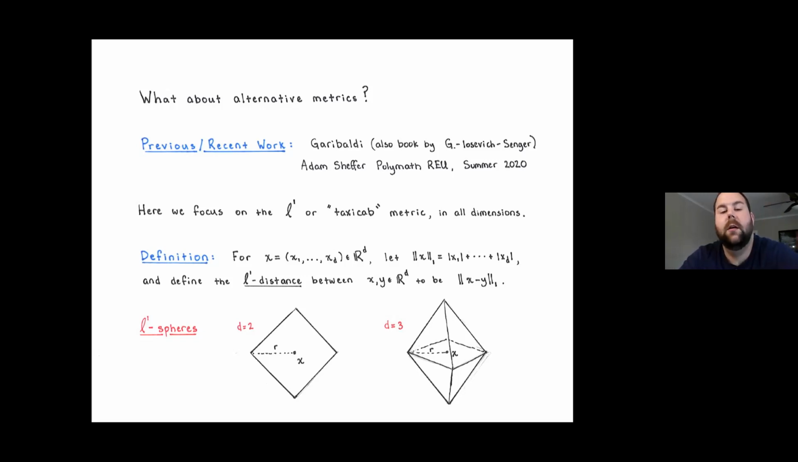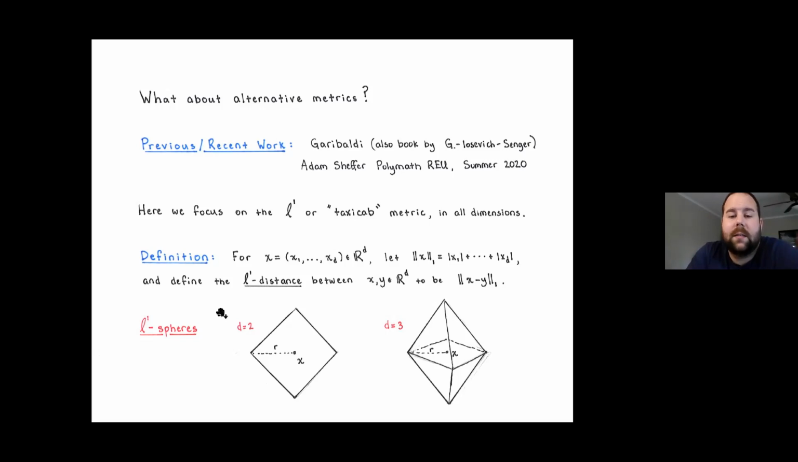But I wanted to focus on a really specific and kind of easier metric, at least in this context, which is the L1, the metric induced by the little L1 norm, so the taxicab metric. So I've given the definition here, but intuitively, the way you should think of the L1 metric is if you want to get from point A to point B, how far do you have to travel if you're only allowed to walk parallel to the coordinate axes, sort of as if you were on a grid of city streets.